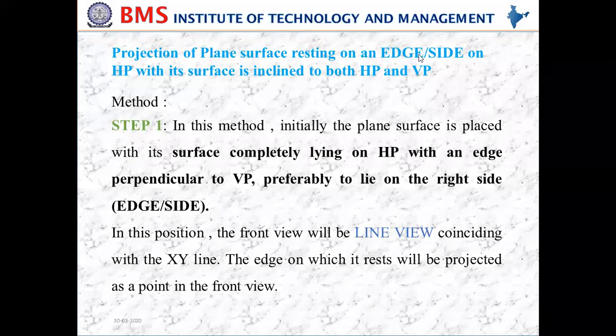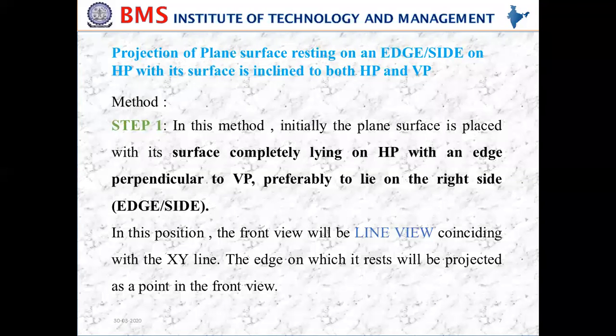As it is resting on what? Resting on edge. On which plane? On HP. So that is why I have to keep the lamina parallel to HP. So in this method, initially the plane surface is placed with the surface completely lying on HP, with an edge perpendicular to VP, parallel to HP, and you place it on the HP itself. Okay, means the distance from each side to the horizontal plane will become 0.